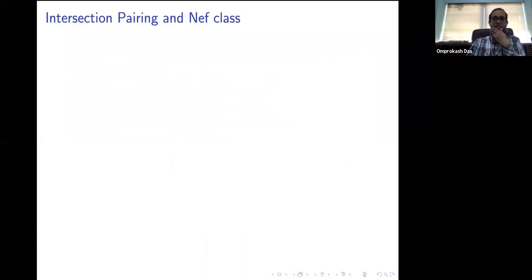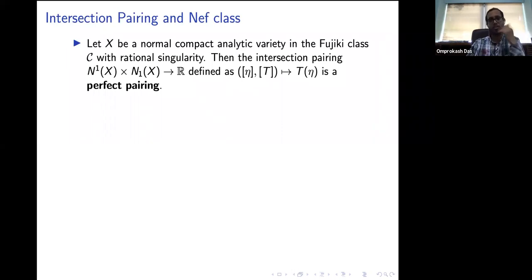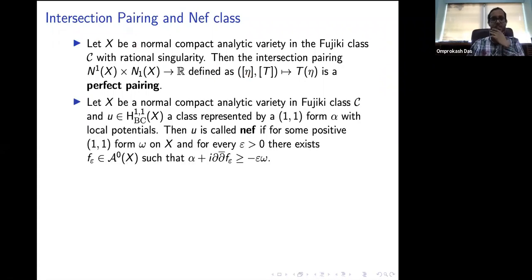Now the interesting fact is, that's how we define it: N upper one cross N lower one. Take a class eta from N upper one, think of it as a class of a (1,1) form, and this T as a class of a bidimension (1,1) current. A bidimension (1,1) current is dual to a (1,1) form, so I can evaluate it. This turns out to be a perfect pairing when X has rational singularities, for some technical reason.